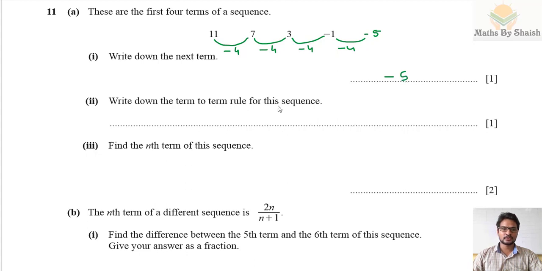Write down the term to term rule for this sequence. We have just seen it is -4, -4, -4. So the rule is subtract 4.